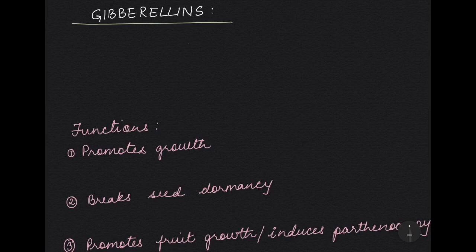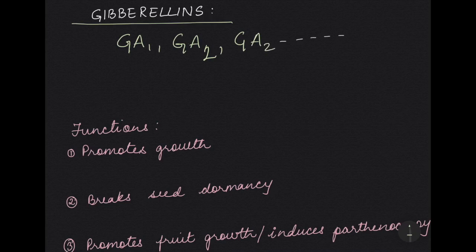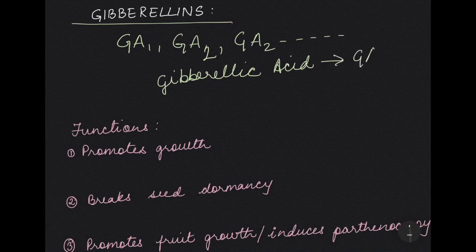There are different forms of gibberellins in different plants named as GA1, GA2, GA3 and so on. But gibberellic acid, that is GA3, is the most studied form.